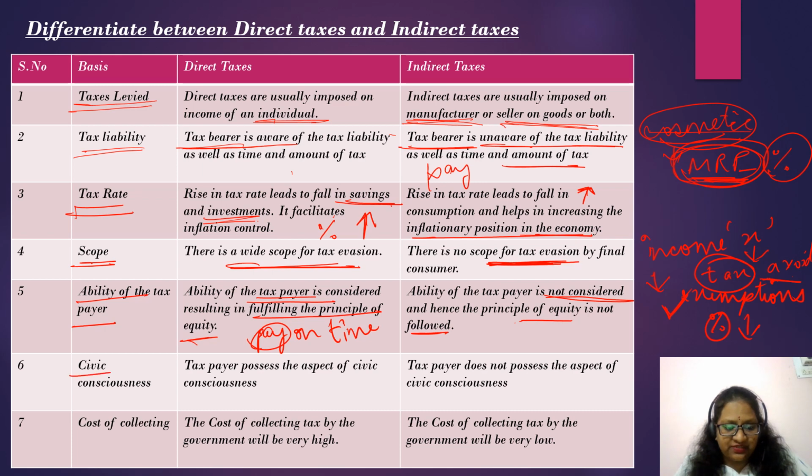Now next comes the civic consciousness. Taxpayers possess the aspect of civic consciousness in direct taxes. Now what is civic consciousness? When I am paying tax, or when somebody else is paying tax, we know that we are paying tax for the betterment of our society. We pay tax, and the government uses our tax for the betterment of society, right? So we are well aware that our tax is being used for the betterment of the society. But in indirect taxes, it does not possess this aspect.